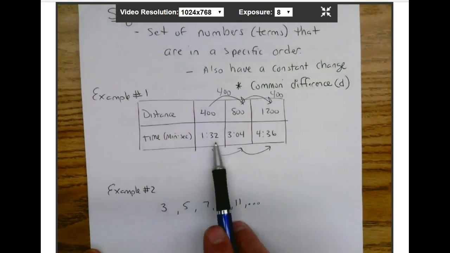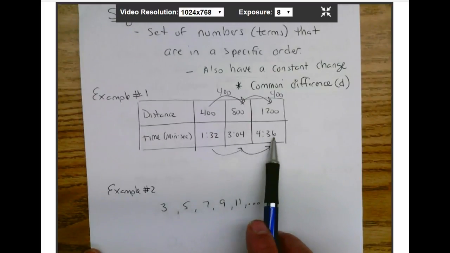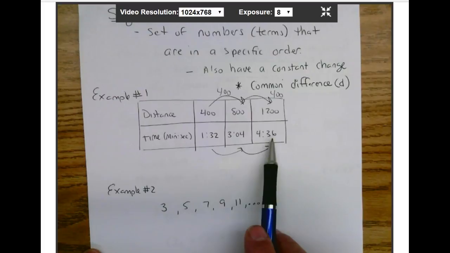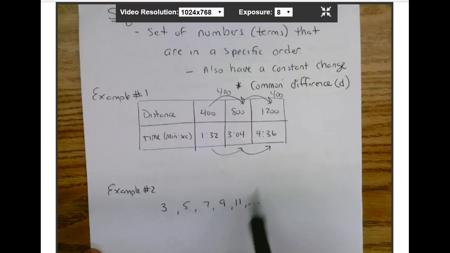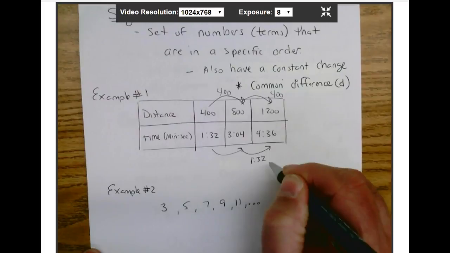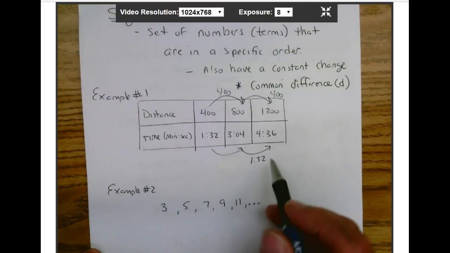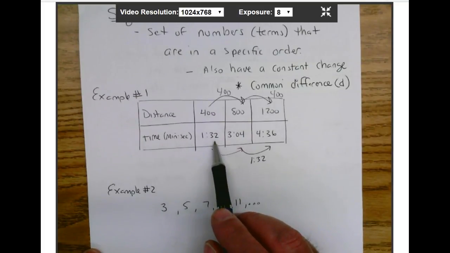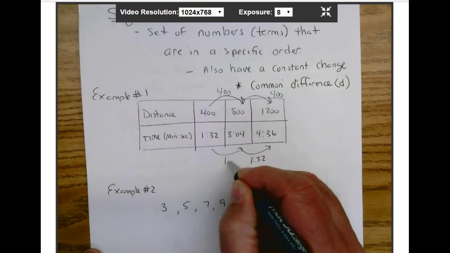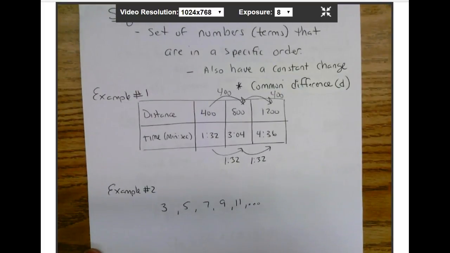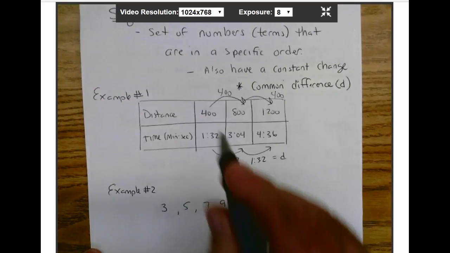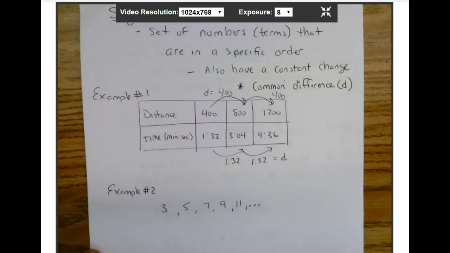We then look at the next one, 132, 304, 436, and we might say, well, is there constant change? It might be easier to look at the second one, 304 to 436. How much does it change? If you looked at it closely, it would be a minute and 32 seconds. And then we'd want to see, does that fit the one before it? If we had 1 minute and 32 seconds to 1 minute and 32 seconds, we would get 304. So that's an example of a sequence. The common difference with this one would be 1 minute and 32 seconds. The common difference d with the top one would be 400.